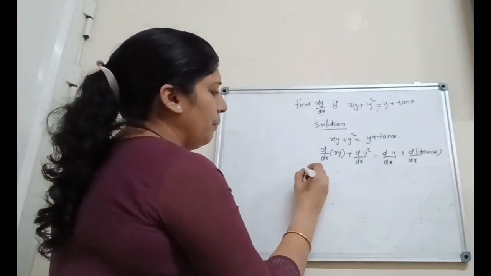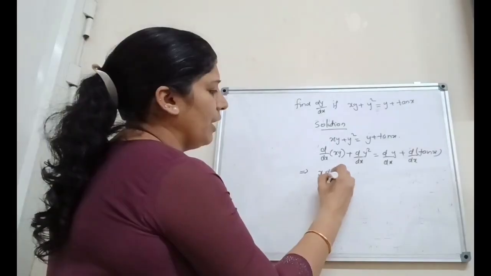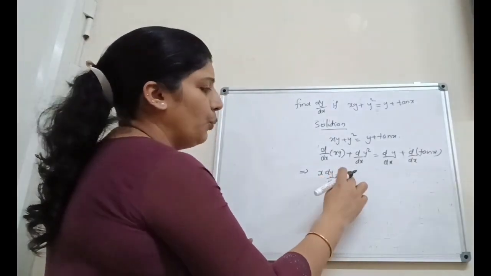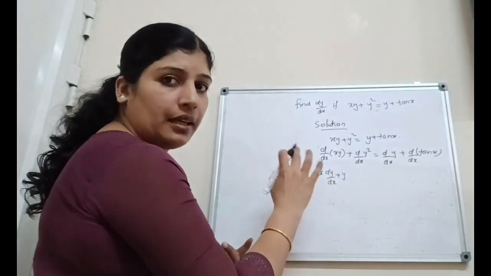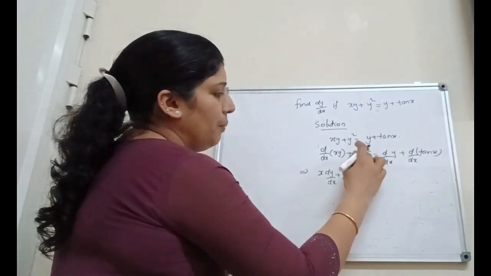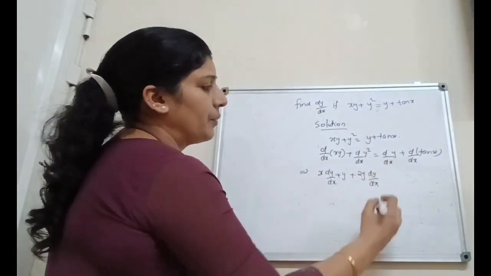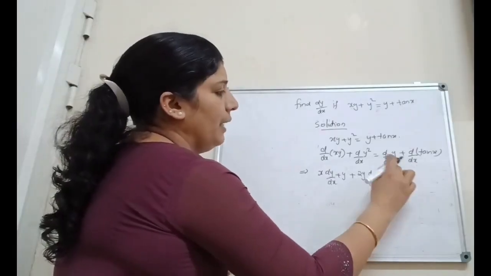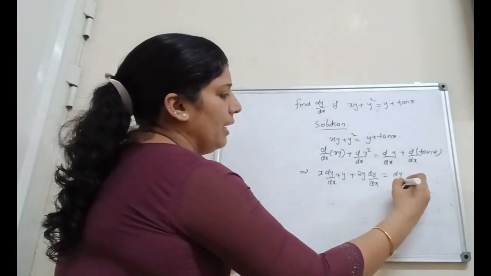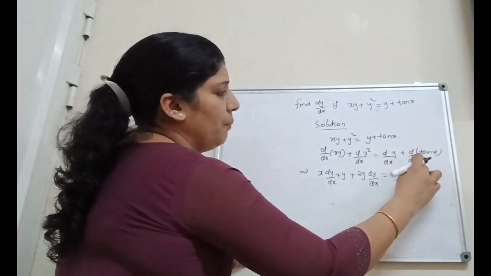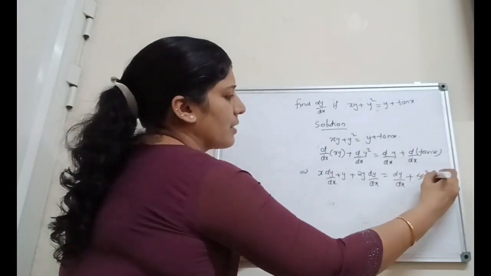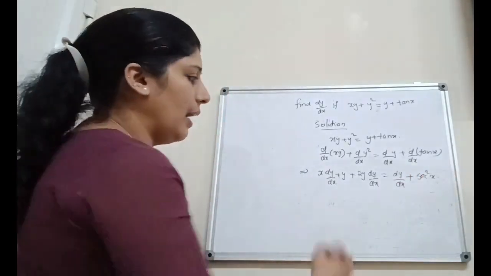Now here, d by dx of xy is x into dy by dx plus y into d by dx of x, which is 1, plus d by dx of y square, that is 2y into dy by dx, equal to d by dx of y, that is dy by dx, plus d by dx of tan x, that is sec square x. The derivative of tan x is sec square x.